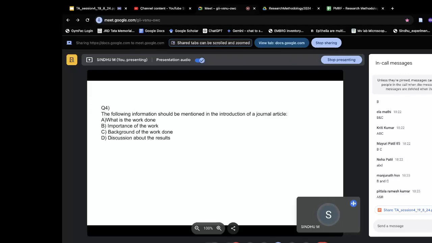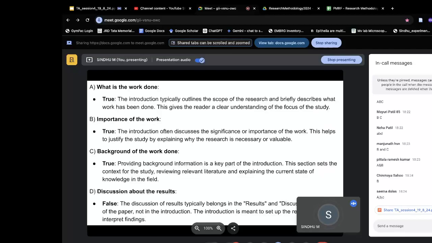So this question is about the introduction of the paper. Usually in the introduction, the main idea is that the authors will introduce the field a little bit to the audience, and then they'll say what is known in the field and what is missing in the field, and finally they'll come to the work that they have done, what they have done to address this gap, and also why it is important to the field. So this is the main flow of the introduction part of the article.